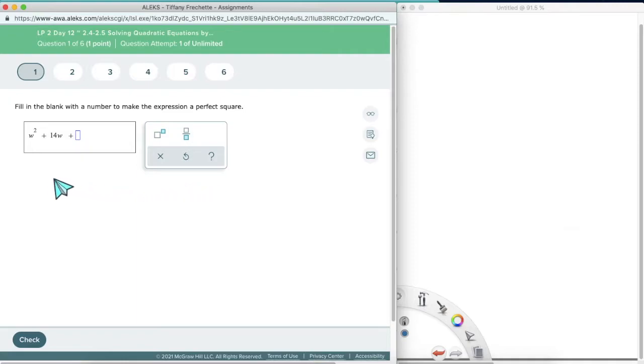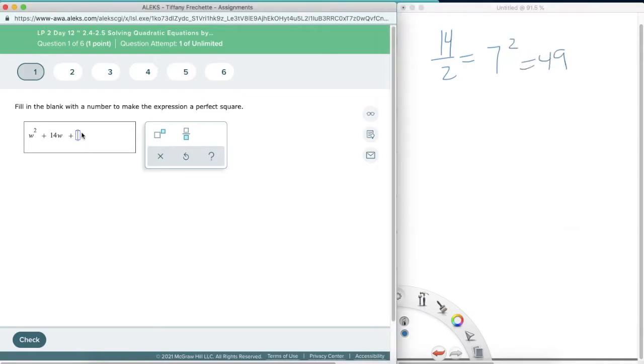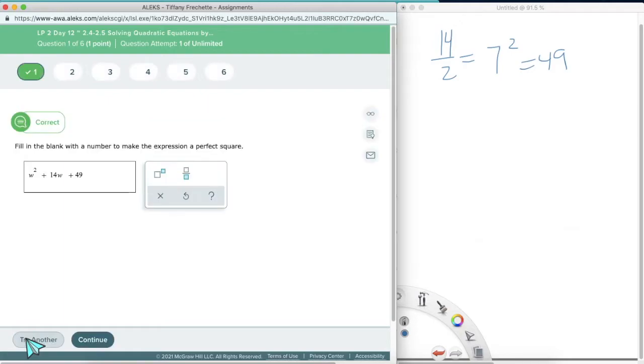Just like we read in the example, to complete the square, what we want to do is take half of that coefficient of w, in this case, which is 14. So I'm going to take half, and then I'm going to square that, and I'm going to say 49. And that's simply what I add on to the end here, is 49. And that's completing that pattern, that completing the square. So we are good to go on that one.